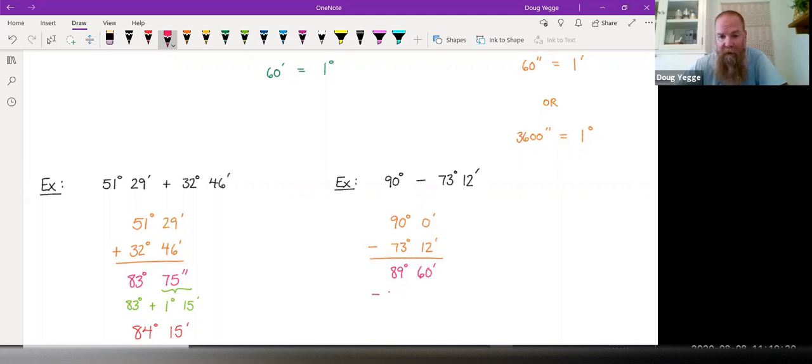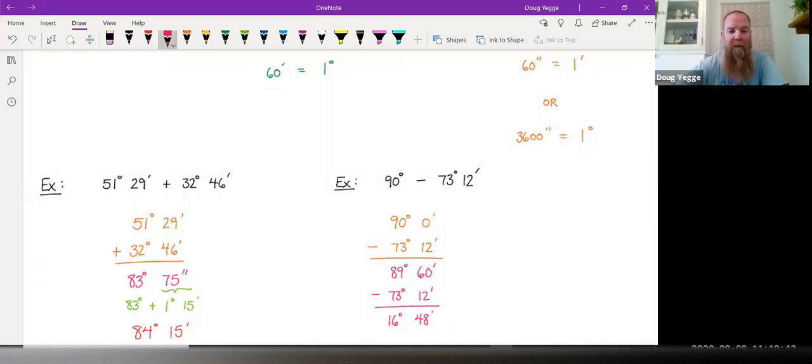So now if we think about it in that way, we could take 73 degrees and 12 minutes, and now we have something to subtract. Notice that by subtracting, this ends up giving me 16 degrees, while over here, we're left with 48 minutes.